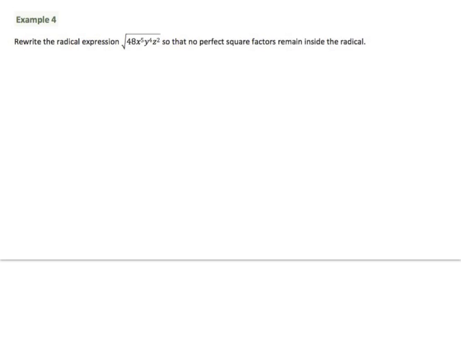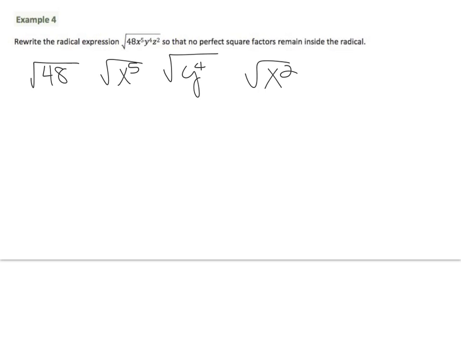All right, rewrite the radical expression so that no perfect square factors remain inside the radical. So we need to simplify this. How I simplify them is I break them up first. So 48, x to the 5th, y to the 4th, square root of y to the 4th. That looks awesome. There we go. And square root of x squared.